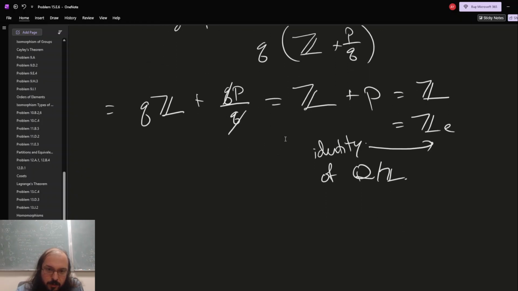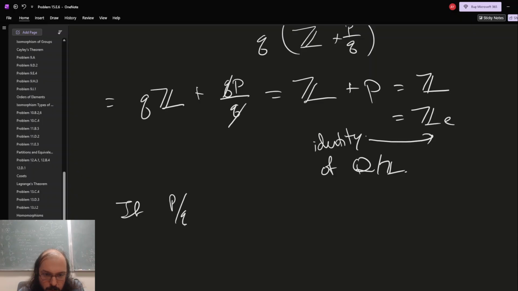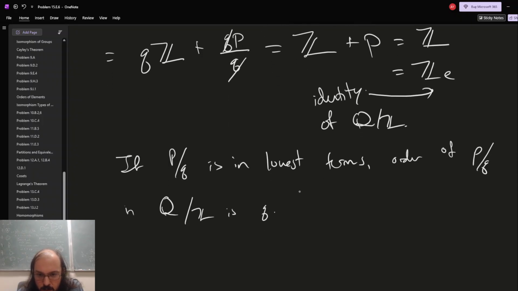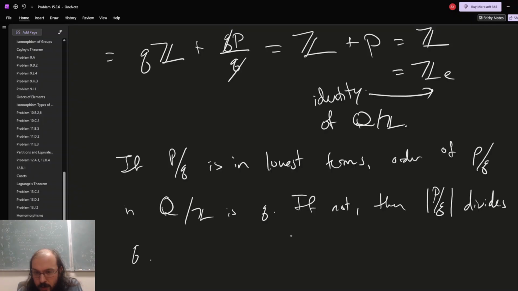And so what this is showing is if p over q is in lowest terms, then the order of p over q in Q mod Z is q. And of course, if it's not in lowest terms, then the order divides q, right? For example, if you have 2 over 4, right, the order of that is actually just 2 because the real lowest terms is just 1/2, which has order 2.